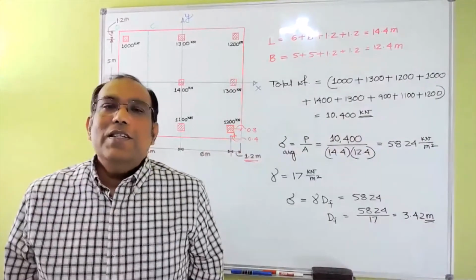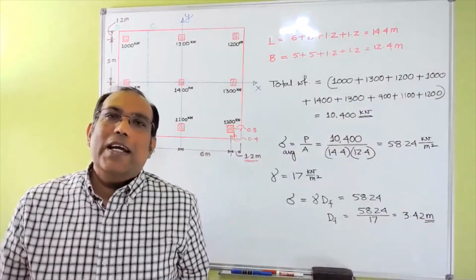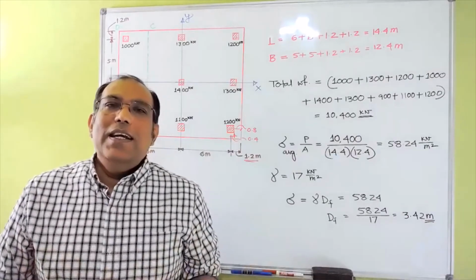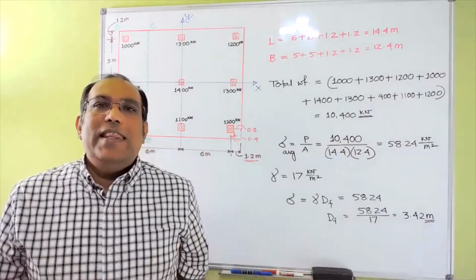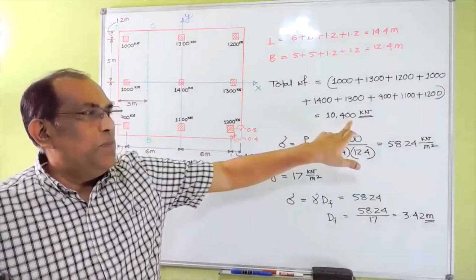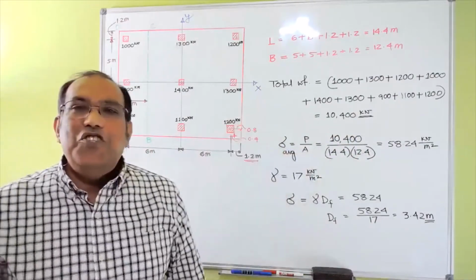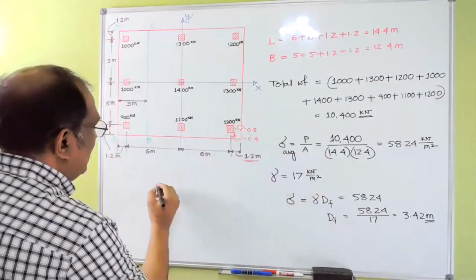Okay, so basically if I cut 3.42 and take all the weight of the soil out, there has to be the same weight of this much. Now we can just check that one. Let's check it here.